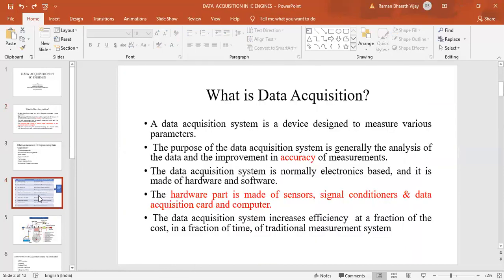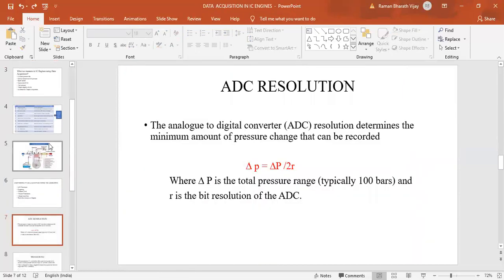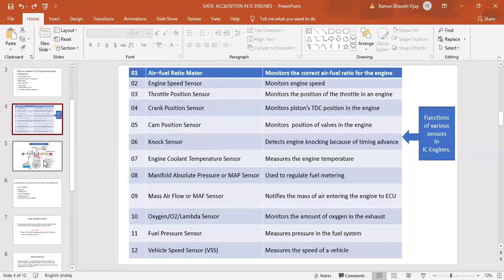Okay. So all this data acquisition, everything is used only to improve the accuracy. So what is the purpose of implementing so many sensors or implementing a data acquisition system, DAQ? The ultimate purpose is to improve the accuracy. Okay, so we will go to the components of data acquisition.